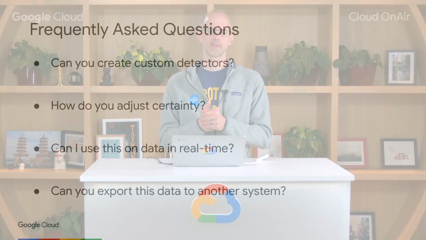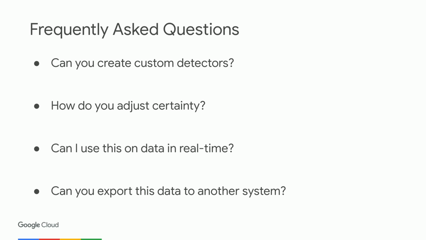Okay, so how do you adjust certainty and deal with false positives? False positives are a common concern whenever you're doing data discovery or data classification. And there's two types here. There's false positives where it's actually a finding that isn't what it's supposed to be.